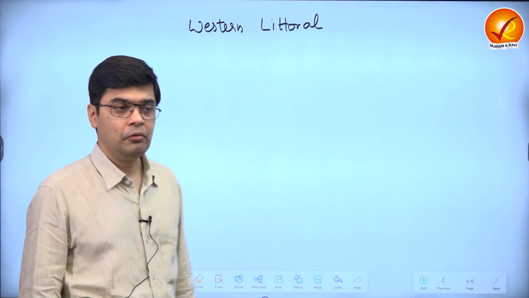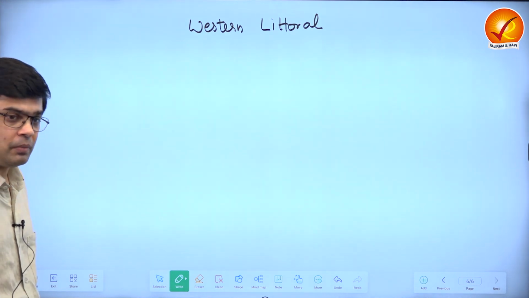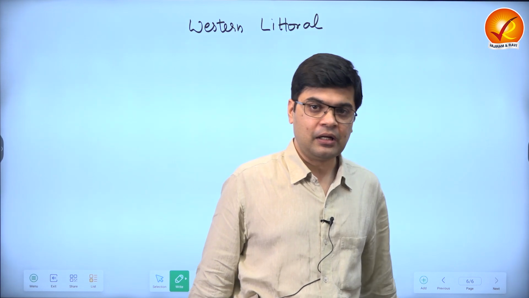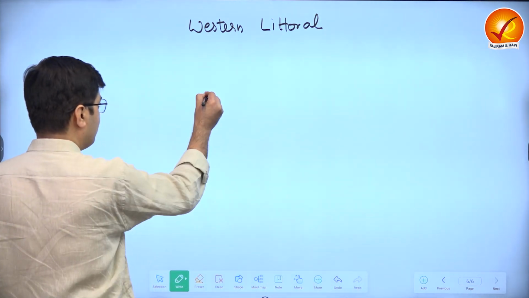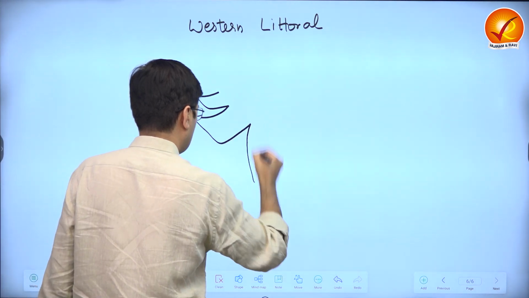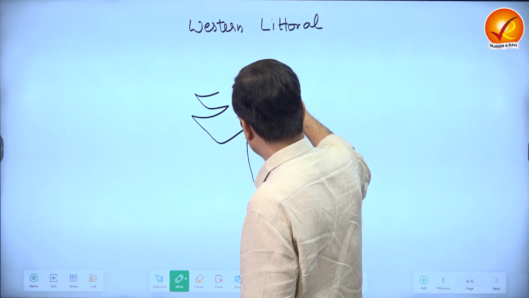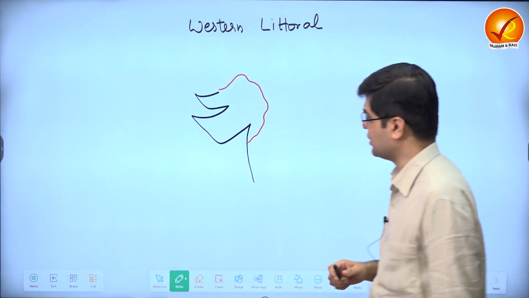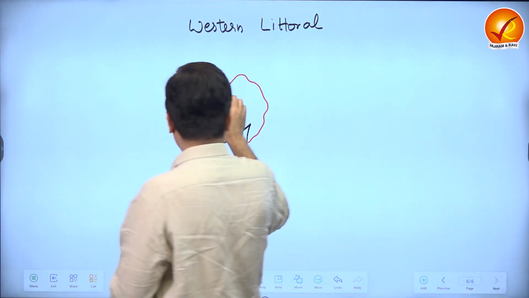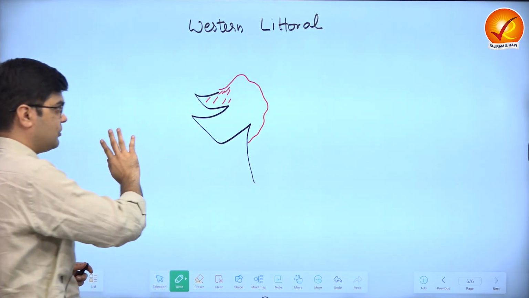अच्छा, now when I look at Western Littoral, the first part moving from north to south is Gujarat. If I look at the map of Gujarat, this is the state of Gujarat. If I look at this area of Gujarat, this portion is what we call Kutch. This is the Kutch.